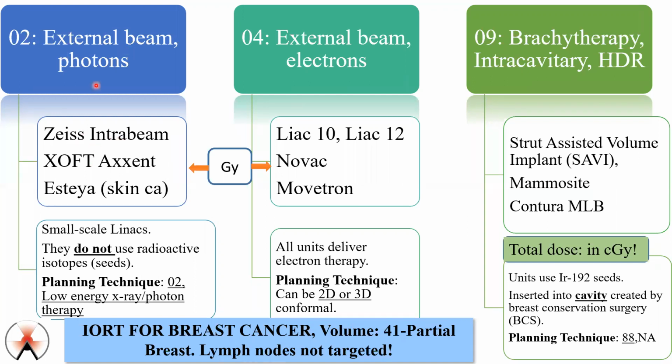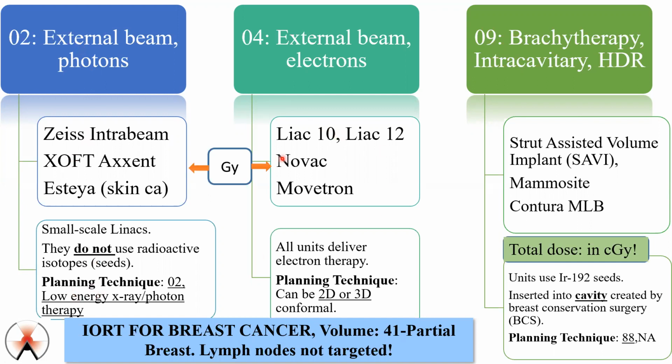This slide tells me, look up top, coded to 02, external beam photons. What is my planning technique for Zeiss Intrabeam? Go down here, and my planning technique is going to be 02, low energy X-ray photon therapy. That's it. I know how to code IORT. If your facility uses the Xoft Axxent, same thing, 02 and 02.